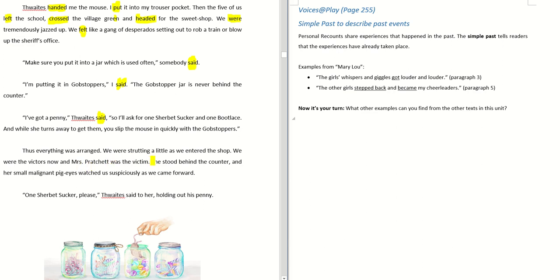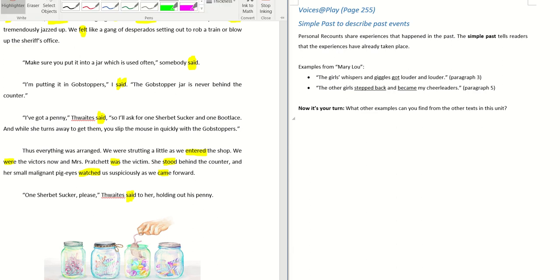We were strutting a little when we entered the shop. So here there's a simple past, and this is continuous. We were the victors now, and Mrs. Frederick was the victor in simple past. She stood behind the counter. Her small, malignant pig eyes watched us suspiciously as we came forward. "One sherbet sucker, please," Sweet said to her, holding out his penny.